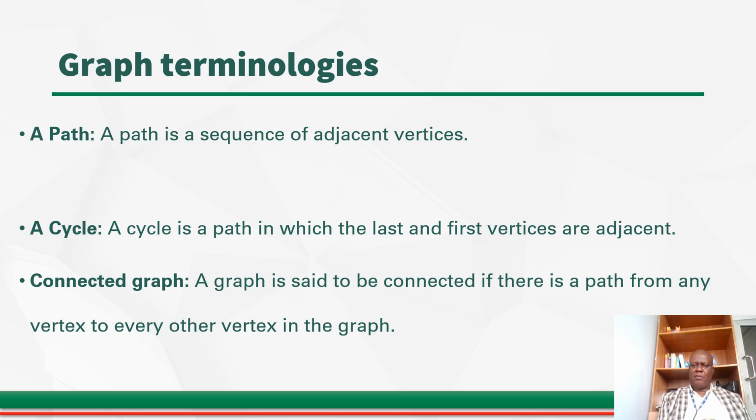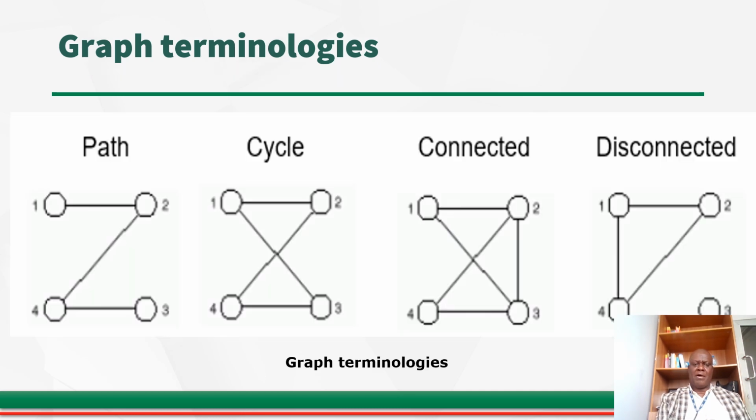A graph is said to be connected if there is a path from any vertex to every other vertex in the graph. So from a particular vertex, you can go to any other vertex in the graph. So any vertex you pick, you can always visit other vertices in the graph. Then that becomes a connected graph.